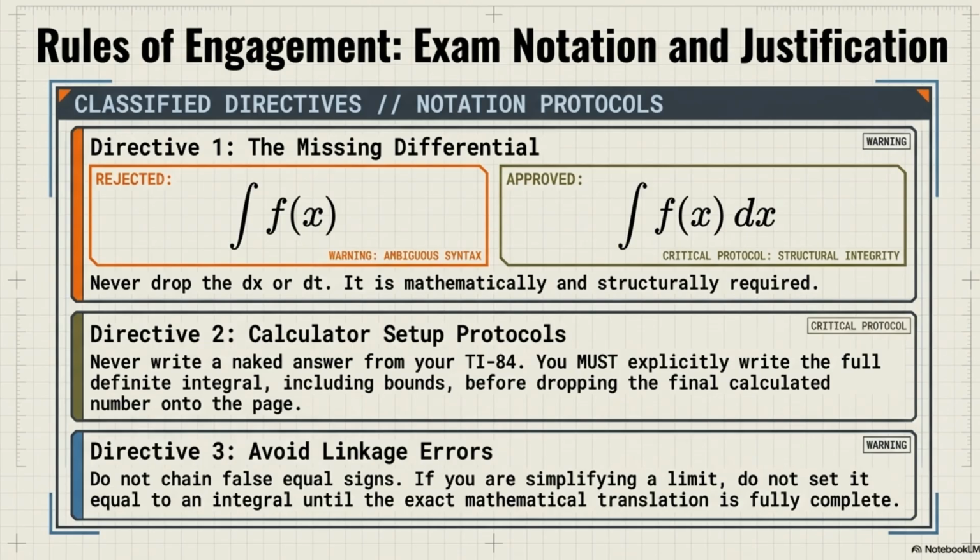Strict rules of engagement apply for exam notation and justification. Directive 1. Never drop the missing differential. dx or dt is structurally required. Directive 2. Calculator setup protocols dictate you must explicitly write the full definite integral on the page before dropping your calculator's final numerical answer. Directive 3. Avoid linkage errors. Do not chain false equal signs while translating limits or simplifying expressions.